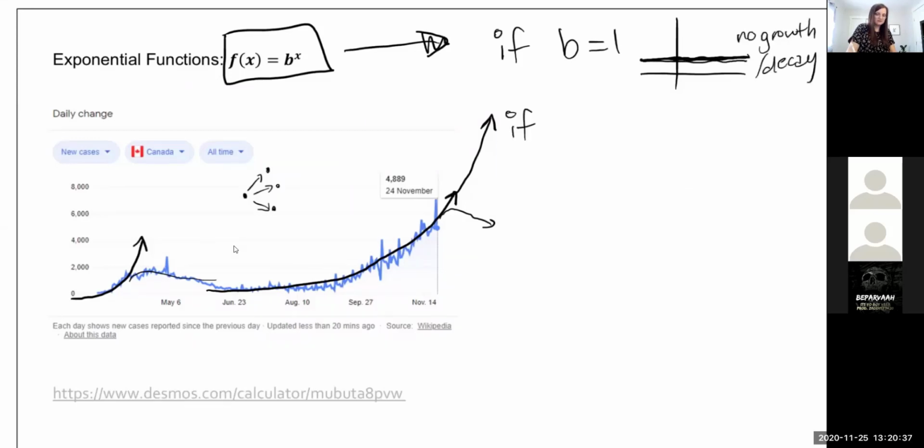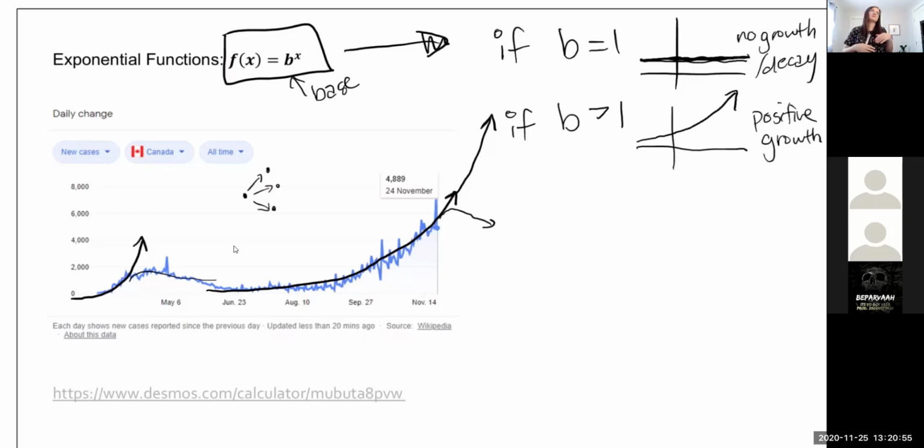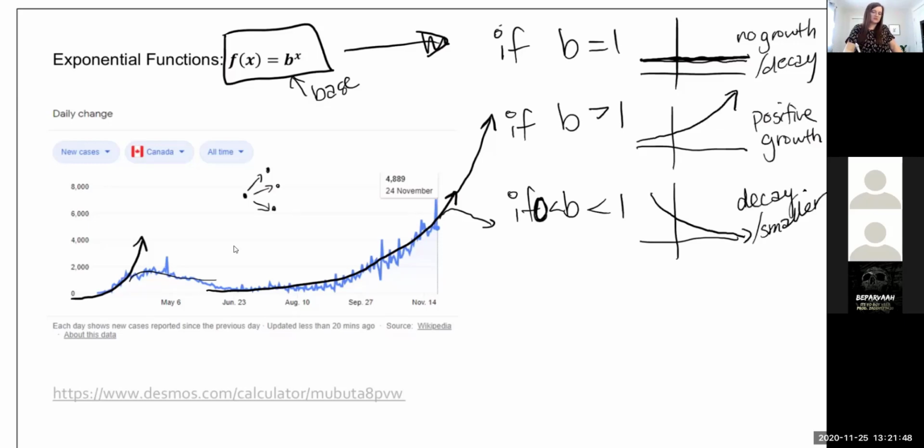If b, the base, is greater than 1, then you have the positive growth. And obviously, if you keep multiplying by a number that's bigger than 1, it's going to grow. Even if it's 1.05, like perhaps an investment that makes 5%, that is growth. But if b is less than 1 but greater than 0, then you have the reverse happening. It's not growing, it's decreasing. You have a decay happening. So that's your general shape of the graph.